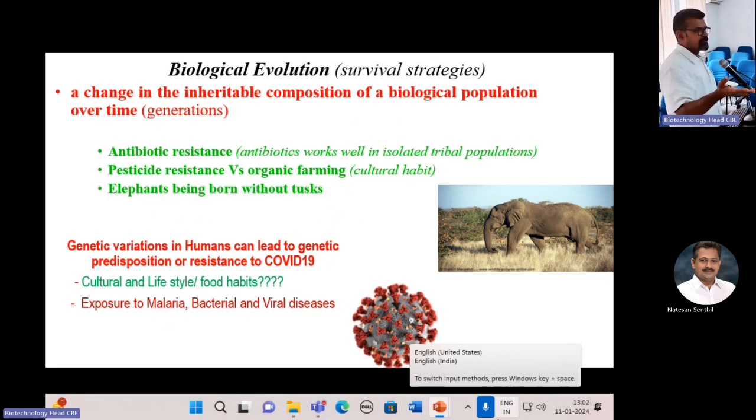So again, we all came across COVID, right? We all faced that. The genetic variations in humans can lead to genetic predisposition or resistance to COVID, which was clearly visible across different populations in the world. US and Italian populations were at more risk than a few other populations.